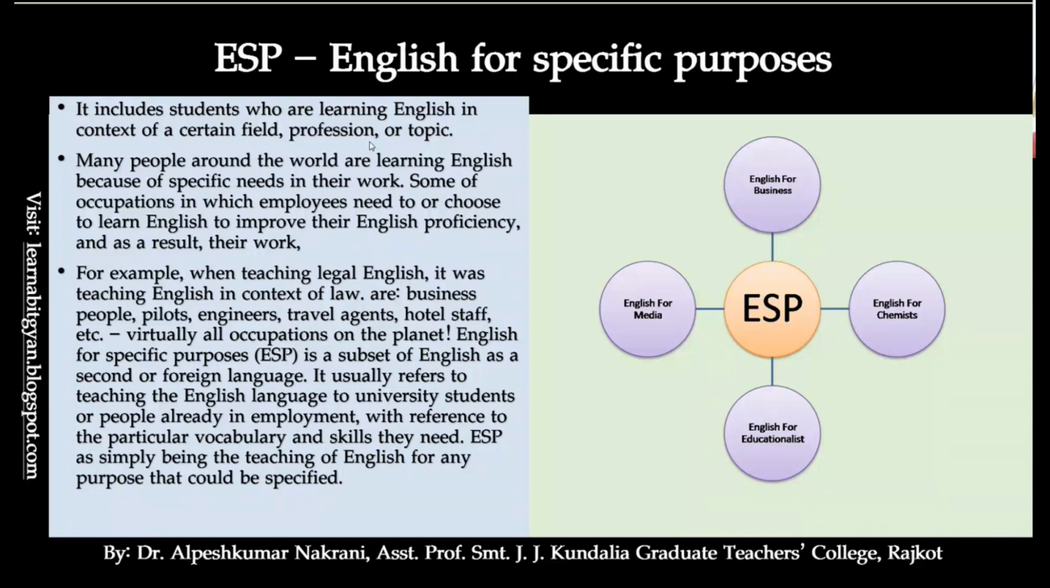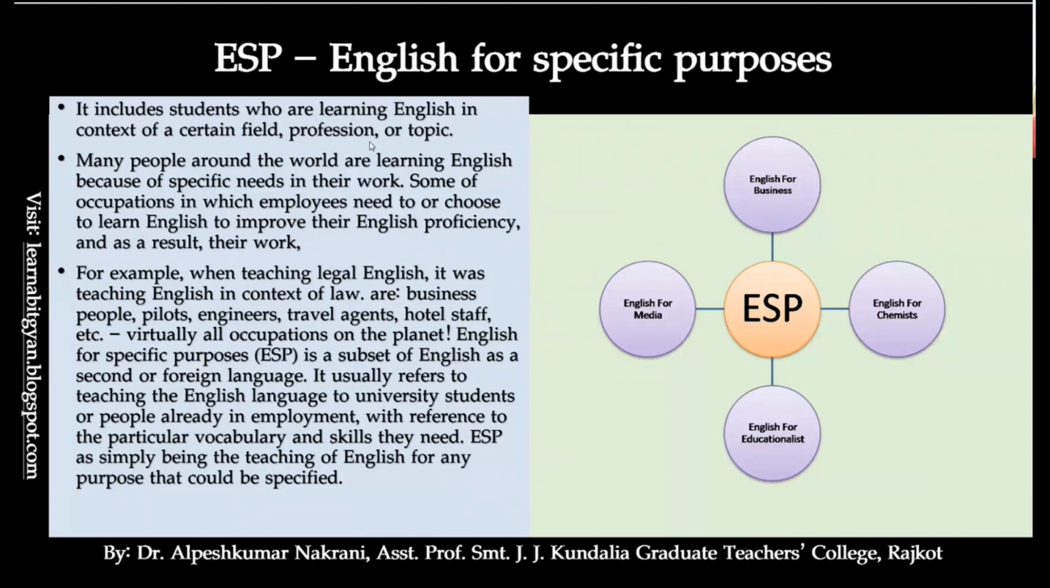So, English for specific purpose means it is related to a certain field, certain profession, certain topic. So, you will find this type of English around you. You learn English for your special work, right? If you are a lawyer, you learn English in that context. If you are a businessperson, you learn English in that context. If you are a pilot, an engineer, a travel agent, hotel staff, every field has different English, isn't it? Yes or no? Yes, sir.